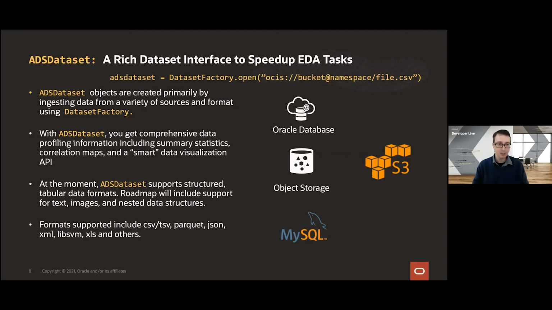So what would take me as a data scientist perhaps hundreds of lines of code to generate the same output, with ADS you can do it in a single line. At the moment, the ADS dataset supports tabular data format, but the roadmap includes support for text, images, as well as nested data structures. ADS supports a variety of formats, including CSV, TSV, Parquet, JSON, XML, Excel, and many others.